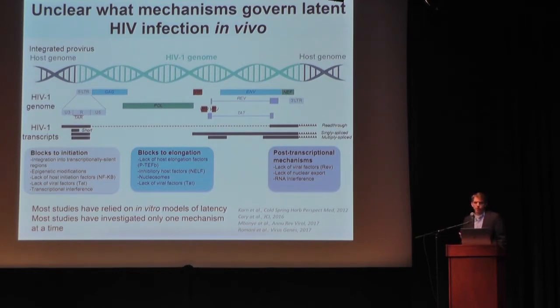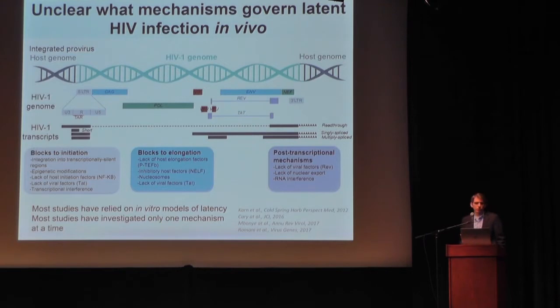But while some of these studies have used blood cells, most have been done in various in vitro models, and most studies only investigate one mechanism at a time and then say, hey, this mechanism is important. So one thing we really realized is it's very important to figure out to what degree, if any, these various mechanisms are operating in patients? Unfortunately, it's very, very hard to figure this out.